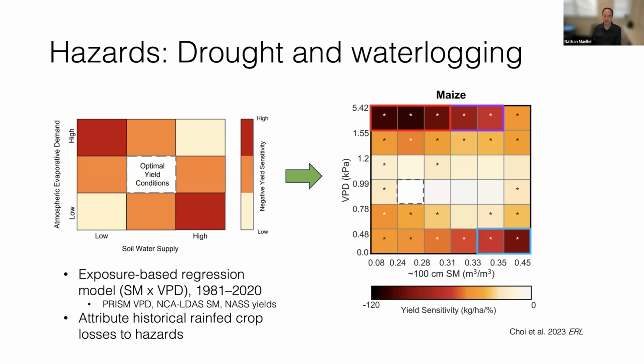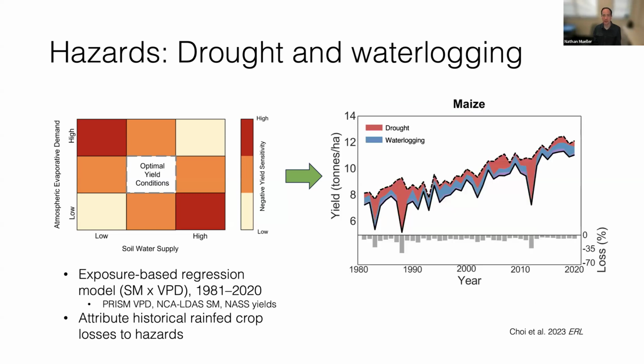So what we can see is that, yeah, it followed our expected pattern pretty well. We really capture in the historical record, we can see really clearly the effects of those droughty conditions and the waterlogging conditions. And then we can actually attribute historical crop yield losses to those different conditions over time relative to a counterfactual where there were no hazards. And you can see how much of the crop losses in any given year are actually coming from those different conditions.